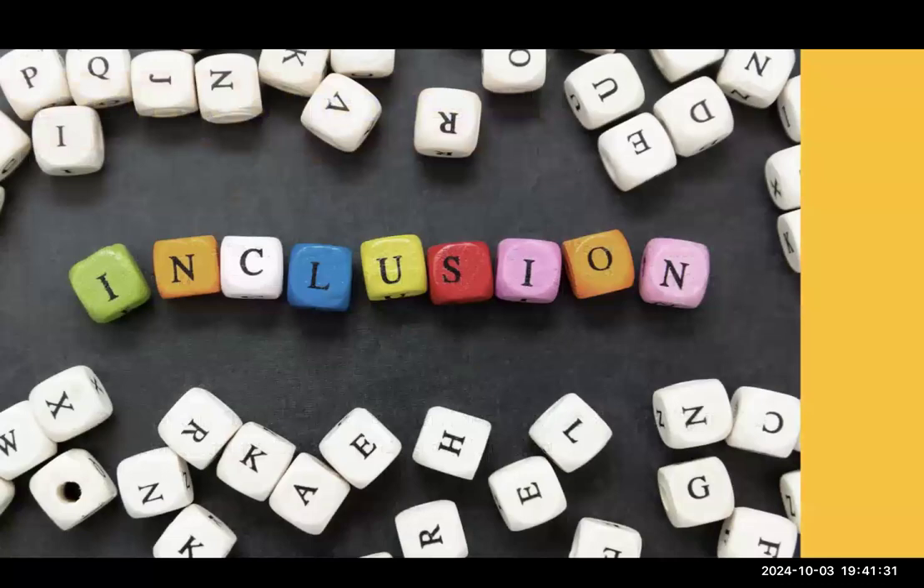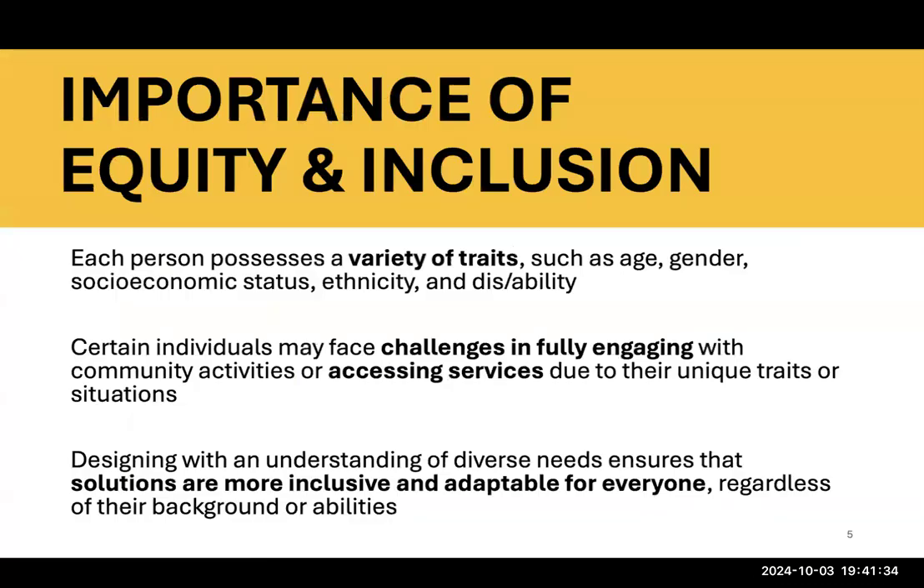So, what is inclusion and why is it important? Well, each and every one of us possesses a variety of traits such as age, gender, socioeconomic status, ethnicity, and disability. Certain individuals may face challenges in fully engaging with community activities or accessing services due to these unique traits or situations. And so, when we are engaging in design thinking, we need to have an understanding of the diverse needs that different people have, because it ensures that the solutions we design are more inclusive and adaptable for everyone, regardless of their background or abilities.